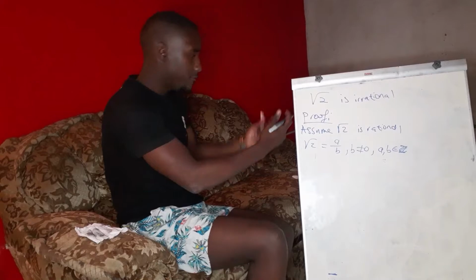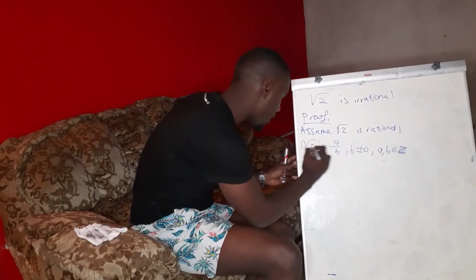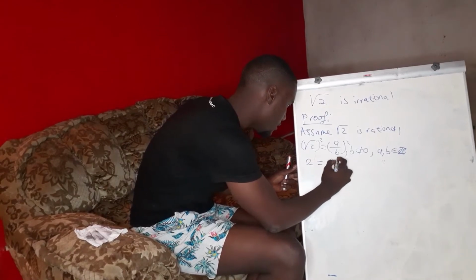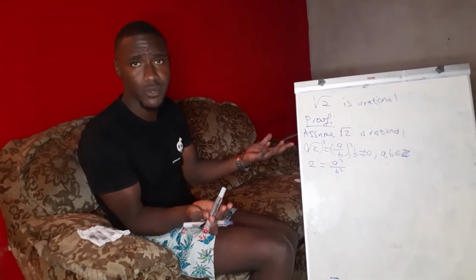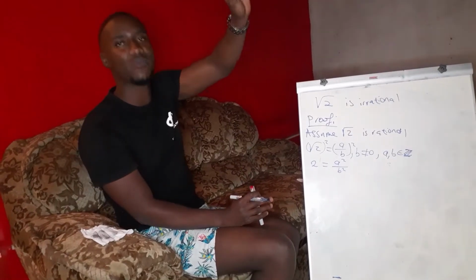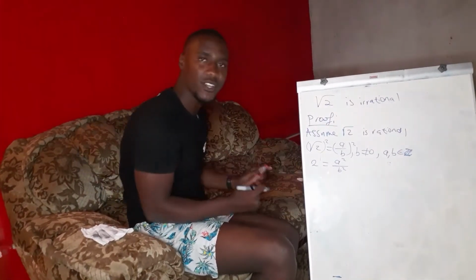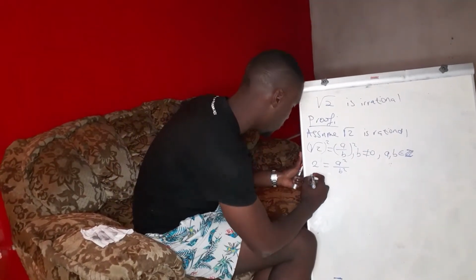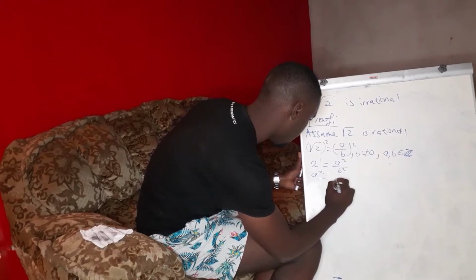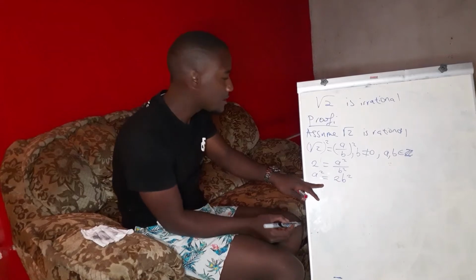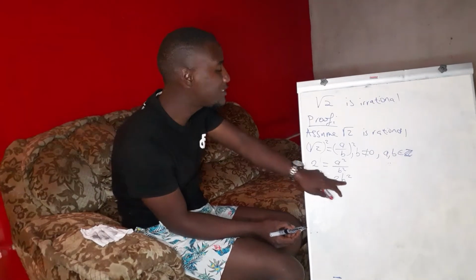Now, if we manipulate this a little bit and square both sides, getting rid of the square root, then 2 equals a squared over b squared. Here, what happened is the laws of exponents: if a over b, all to exponent c, is a to exponent c over b to exponent c. That's pretty much what happened here. If we make a squared the subject of the formula, we come across a squared equals 2b squared.